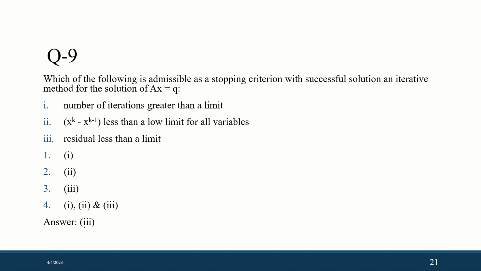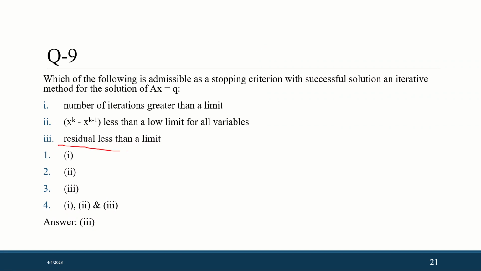So question 9, it is asking which of the following is admissible as a stopping criteria with successful solution as an iterative method Ax is equal to Q. When we are dealing with the iterative methods for solution of a CFD problem, we want the residual to approach 0. I mean basically it should be less than a certain value.